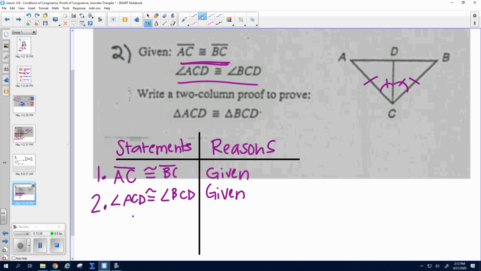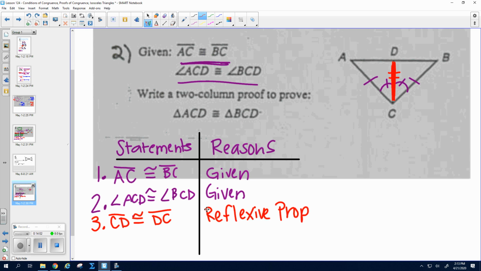Okay, my third step is something in the picture. So you're looking for vertical angles, midpoints, or reflexive properties, any of those things we've already been over. So does anyone see something else that's congruent? Okay, hopefully you see that there's a shared side. So I can mark this side congruent. And so I can say that CD is congruent to DC. So I'm going this way and then I'm going the other way, but they are congruent sides. And the reason is reflexive property.